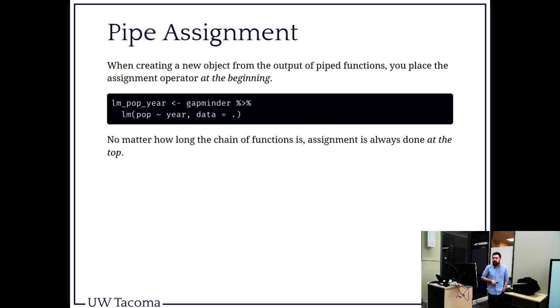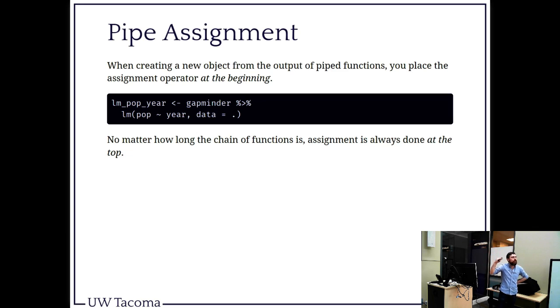Okay, so if you want to use a pipe and a whole chain of things and create an object in the process, you do the assignment before you even start writing that chain of functions. So if I want to create a new object from the output of something I've piped, I would place the assignment operator at the very beginning. So I'm saying I'm going to create a new object called lm_pop_year, a linear model of population to year. I pipe my gapminder data into my linear model, pop_year data.